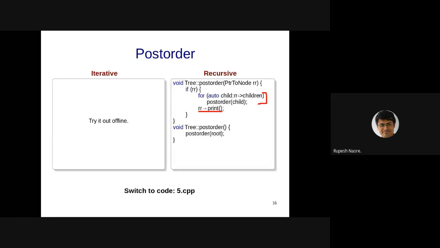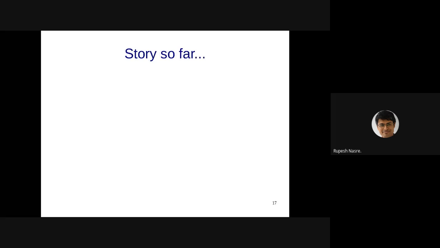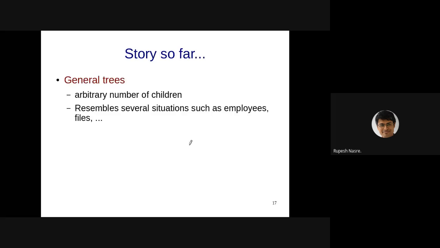So I'm just showing the post order traversal code, but what all of you have written, I think those are the codes which are going to keep track of the weight or the size of each subdirectory. Okay, so let me just highlight the story so far.